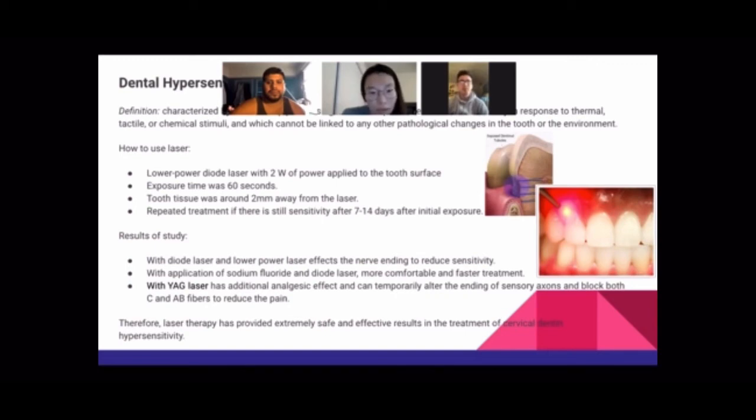And also it has analgesic effects and changes and blocks the nerve endings. Therefore, laser therapy has provided extremely safe and effective results in the treatment of cervical dentin hypersensitivity.